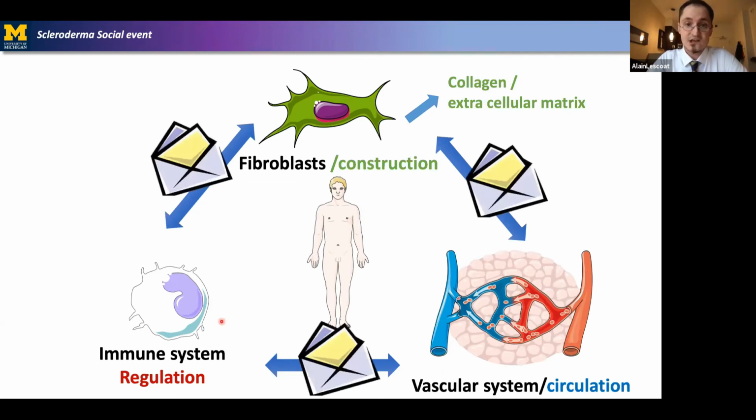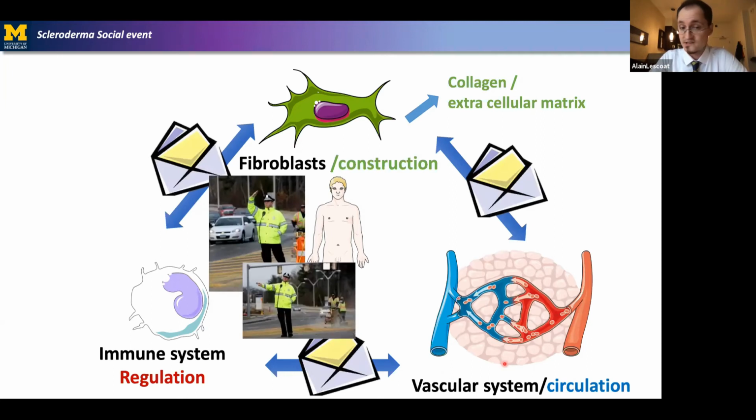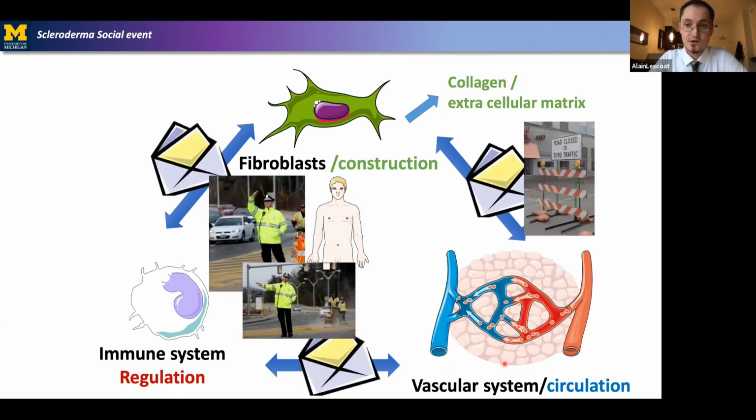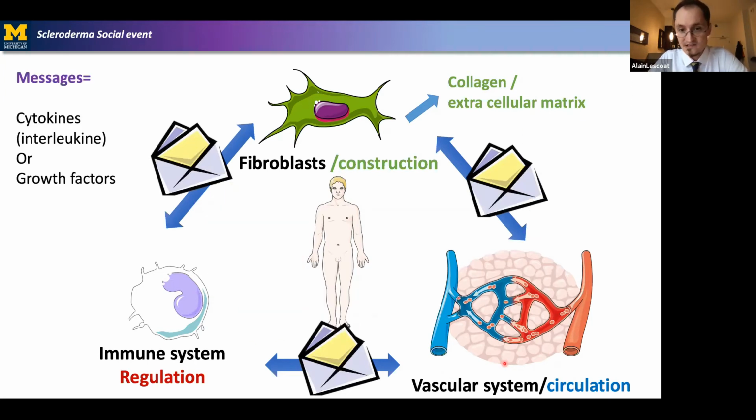Exactly as the construction workers or the policemen use signs to communicate with each other, the different cells of our body also use messages to communicate so everything can work together. And these messages in our body are called cytokines or interleukins or growth factors. We don't care about the names, but this is just to give you the scientific names of the messages that our cells use to communicate to each other.